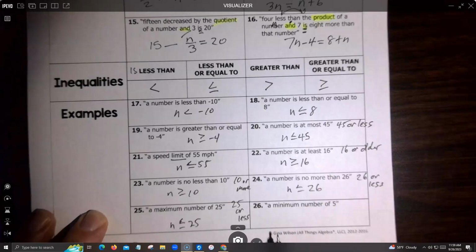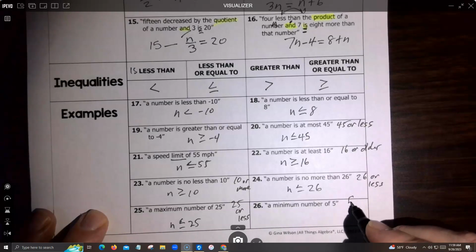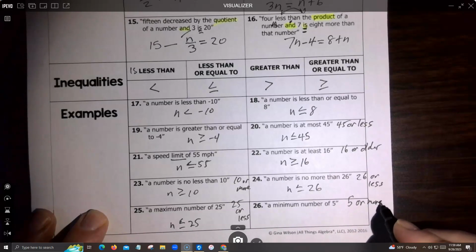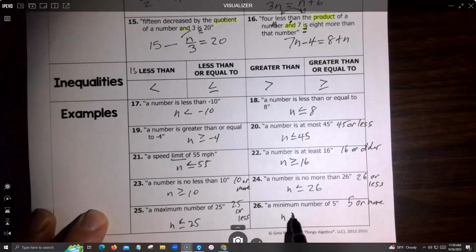Okay. A minimum number of 5. So that means, for instance, you could only enter into some place if you had a group of 5 or more. Okay, if you were coming in as a couple, they wouldn't let you in. All right, so you have to have a minimum number of 5. So you have to have 5 or more people. Okay, so that's n is greater than or equal to 5. And that's how this works.